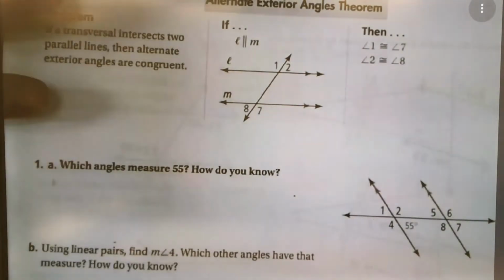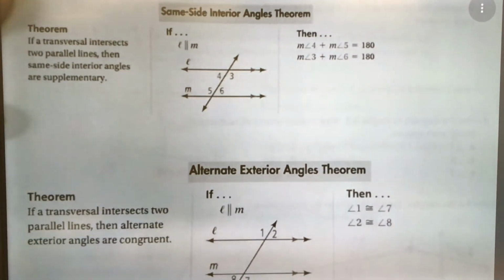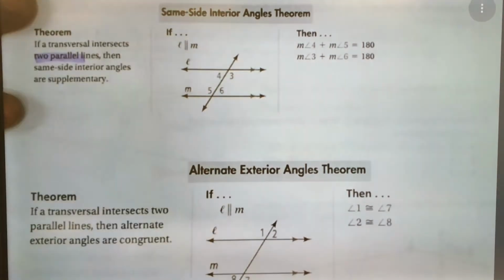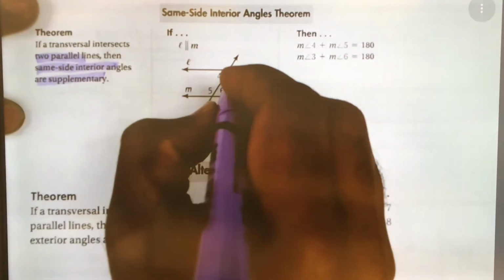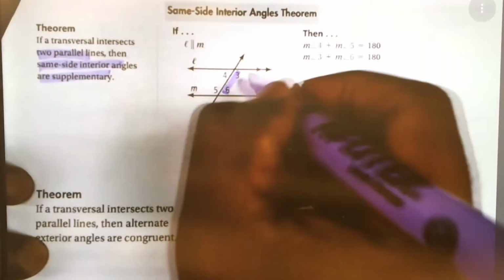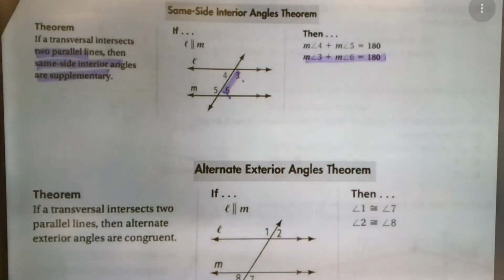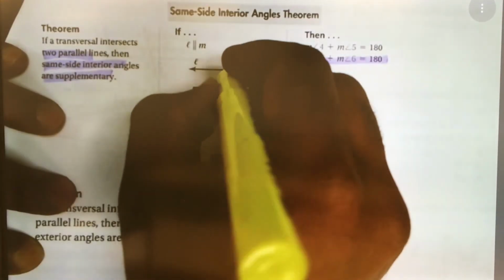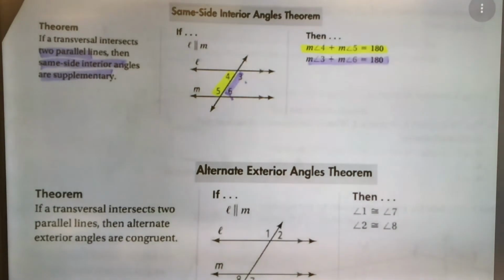The next property is the same side interior angle theorem. It says that if two lines are parallel, the same side interior angles are supplementary. That means if we add angle 3 and 6, they add up to 180. And angle 4 and 5 add up to 180. So that means the same side interior angles are supplementary.